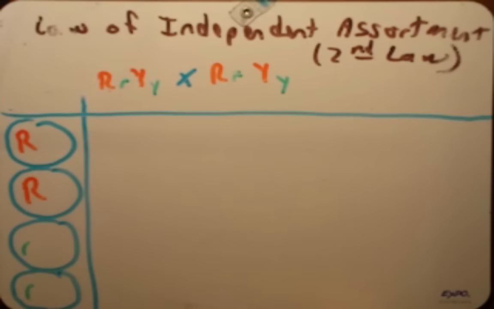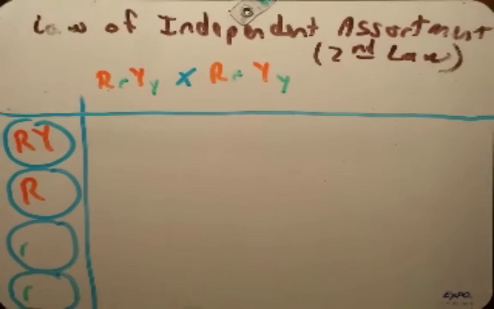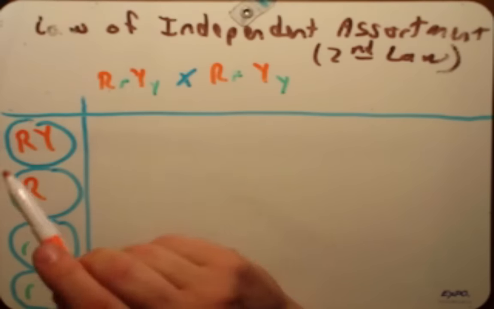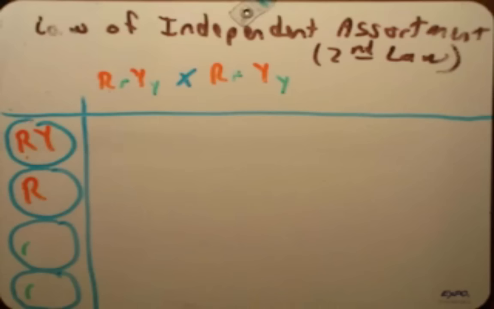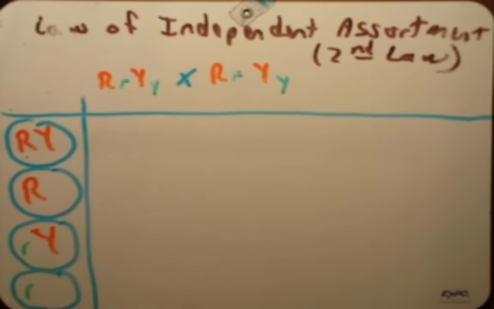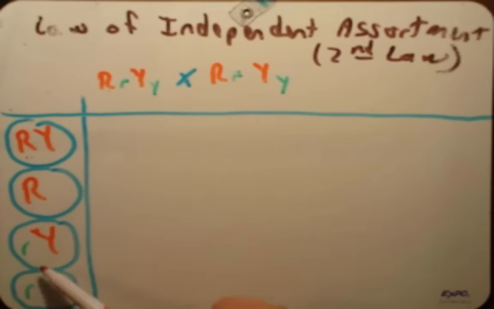We also know that half of the gametes are going to get big Y, and they assort randomly, so it's just as likely that this big Y goes in with this big R as with the little r. We would expect 25% of the gametes to be big R, big Y, and 25% to be little r, big Y. Because of Mendel's law of independent assortment, when these alleles segregate into gametes, it's random.